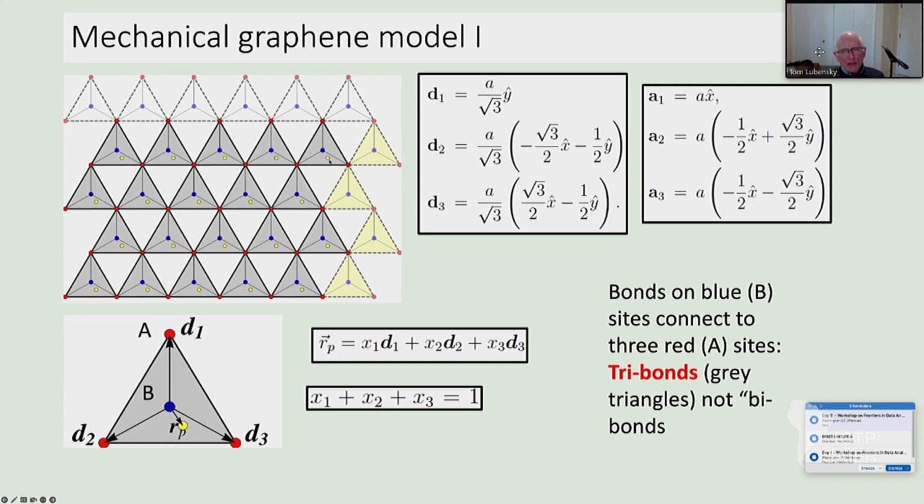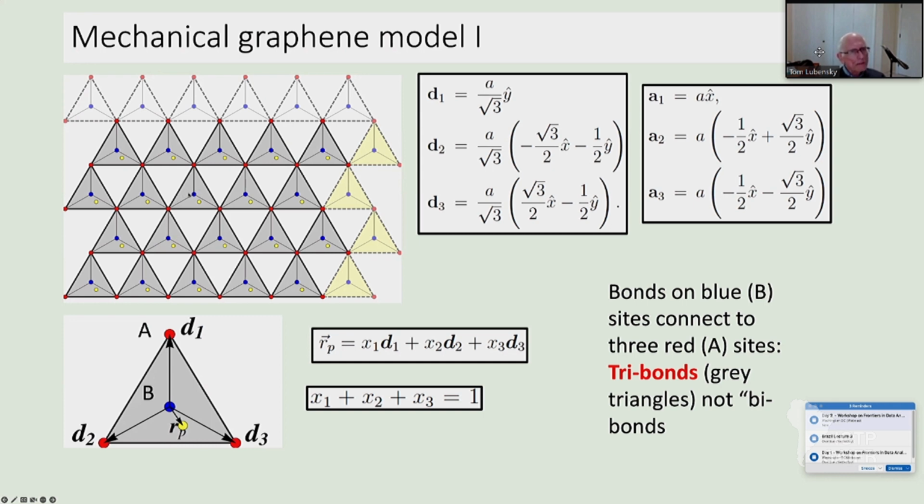So we have bibonds, which is what we're used to having for most systems, where we have a mechanical element that connects 2 sites. Here we have a mechanical element whose center of mass is at the blue dot, and it's repeated and repeated. And notice that there is 1 blue dot per unit cell. The unit cell of the honeycomb lattice, which is that of graphene, has 2 sites and 3 bonds, I think it is.